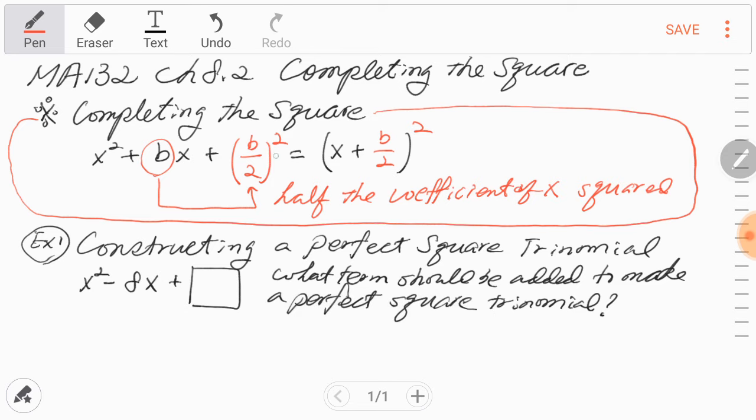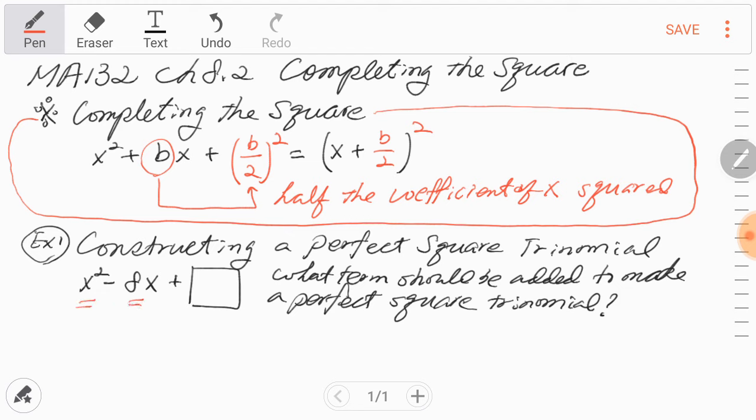In order to make a perfect square, we need to write one more term, which is a constant term, and that constant term is always found by dividing the coefficient of x, which is b, by 2, and then squaring it. Once we have these three terms, it can be written as x plus b over 2 squared. So this is the completing the square method. We construct a perfect square trinomial from these two terms.